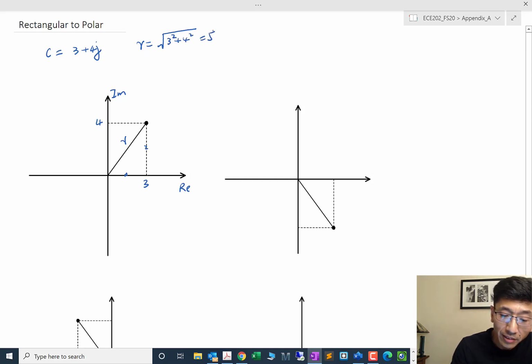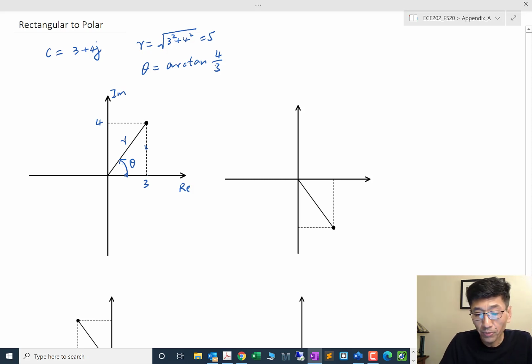Okay, and the theta, this angle here, right? This angle theta will be positive because it's going counterclockwise. So in this case, that's going to be arctangent of 4/3, whatever number that would be. So this would be an angle greater than 0 but less than pi/2 radians, or less than 90 degrees, right?